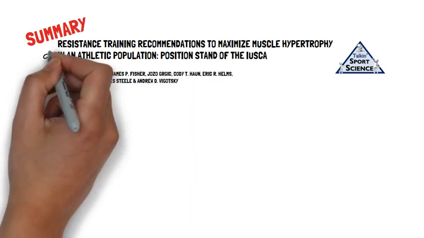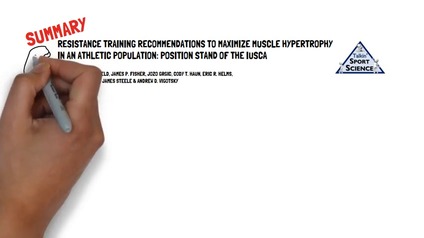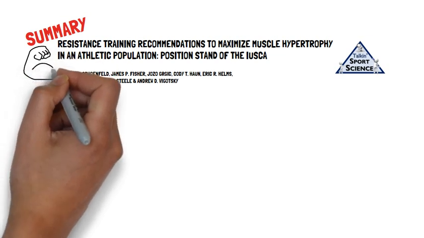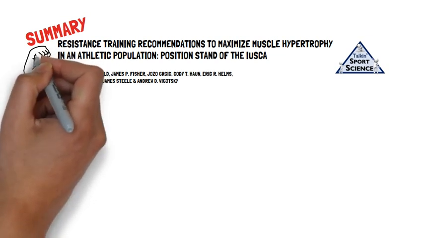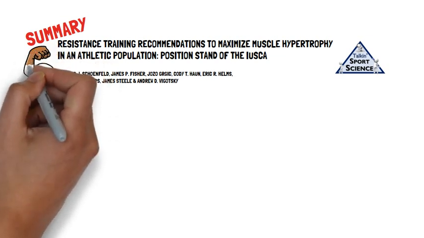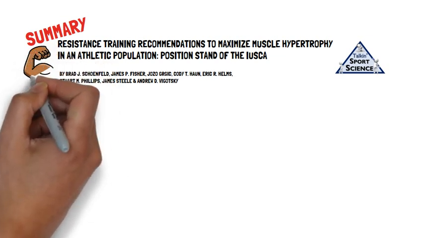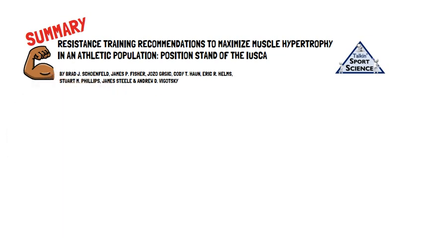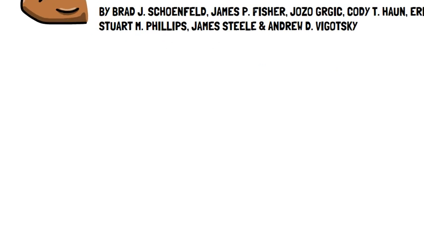Before we delve into the 6 key recommendations from the position stand, we need to define what hypertrophy is. Hypertrophy is a term to describe an increase in the cross-sectional area of a muscle fibre or whole muscle, and is due to increases in the size of pre-existing muscle fibres. Now we know what hypertrophy is, let's dive straight into the recommendations.